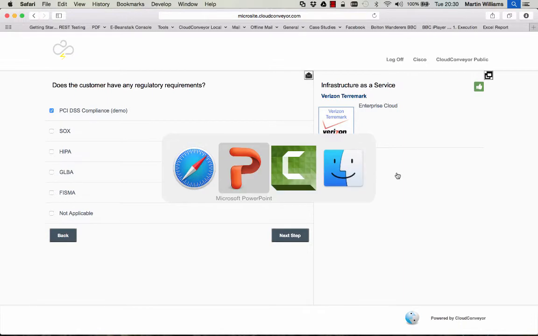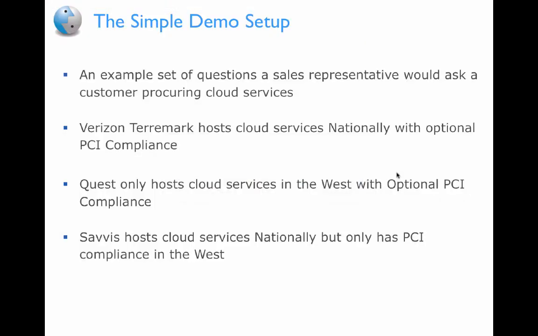Because I'm selecting Central, we can see here that Quest hosts services in the West with PCI compliance, so Central, that's not valid. And Savis doesn't have PCI compliance centrally, it only has it in the West. So you can see there that even with just two simple criteria, it's a bit of an exercise to try and figure out which services are right. If you can imagine that for hundreds of services with lots of potential requirements that need to be met, the task is a complicated one.